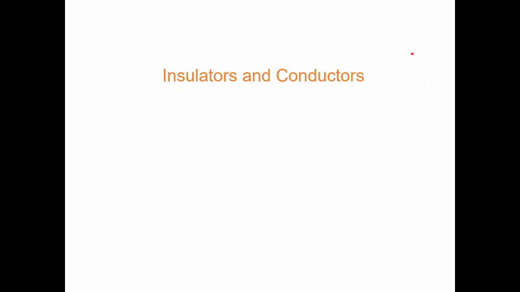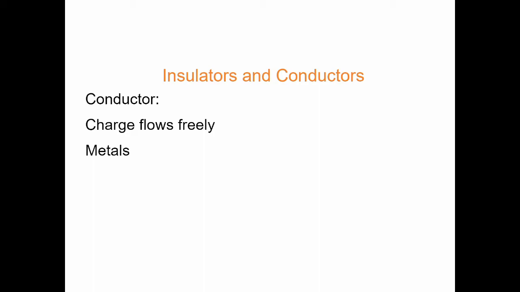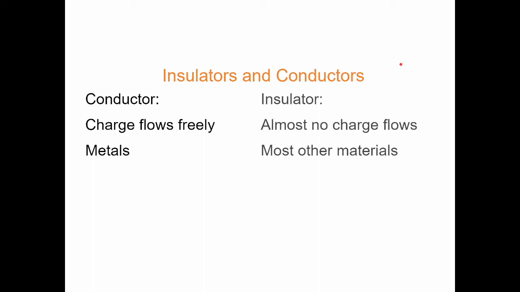Insulators and conductors. This is just some basic information that we need to know about these different kinds of materials before we can move on. A conductor is any material that allows charge to flow freely. Typically, metals are going to be our classic examples of conductors. And insulators are materials that allow almost no charge to move through them. Typically, rubber is a very good insulator, plastics are good insulators, wood is another example of a good insulator.